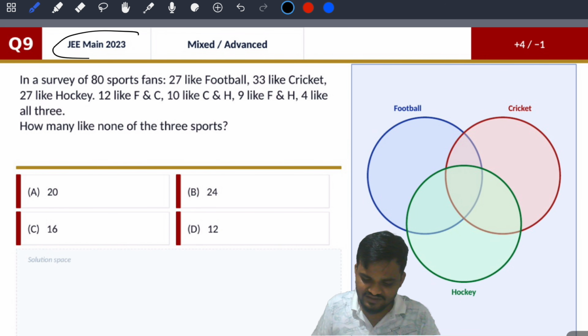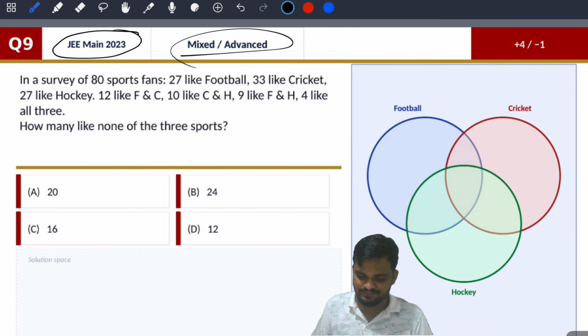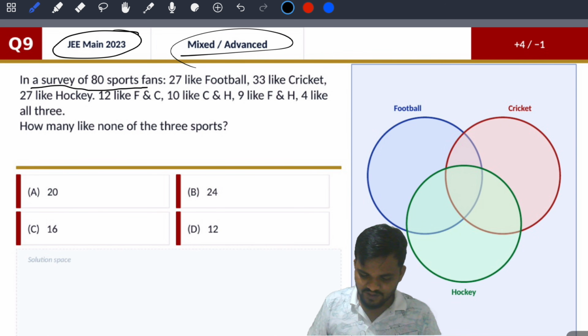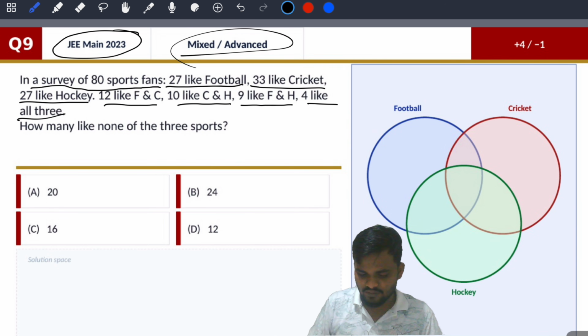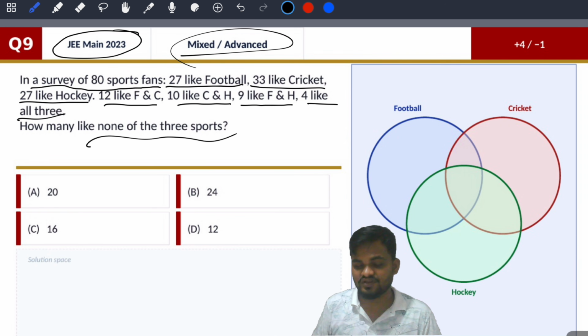The next question is again from JEE Main 2023. It is a mixed problem. The question is talking about a survey of 80 sports fans. 27 like football, 33 like cricket, 27 like hockey, 12 like football and cricket, 10 like hockey and cricket, 9 like football and hockey, 4 like all 3. Then how many like none of the 3 sports?